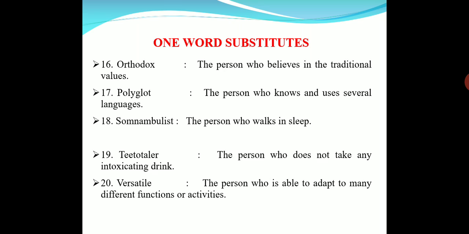Versatile. Versatile means the person who is able to adapt to many different functions or activities. For example, a person may be a writer, a poet, a critic, a dramatist, a director, like that. That means a versatile. He is not only adept in one skill but in many different functions, many activities.